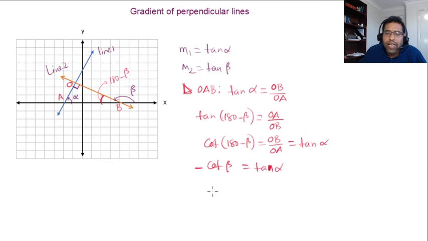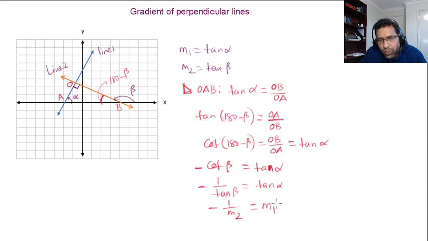Right? Tan alpha. Now cot beta, and we know that tan beta equals m2. So can we write down cot beta in terms of tan beta? Yes, it is just the reciprocal, right? So 1 over tan beta equals tan alpha. Tan alpha we know is already m1, so we can substitute m1 here, and tan beta we know is m2, so minus 1 over m2. So you can see there is a relation: m1 equals negative 1 over m2.